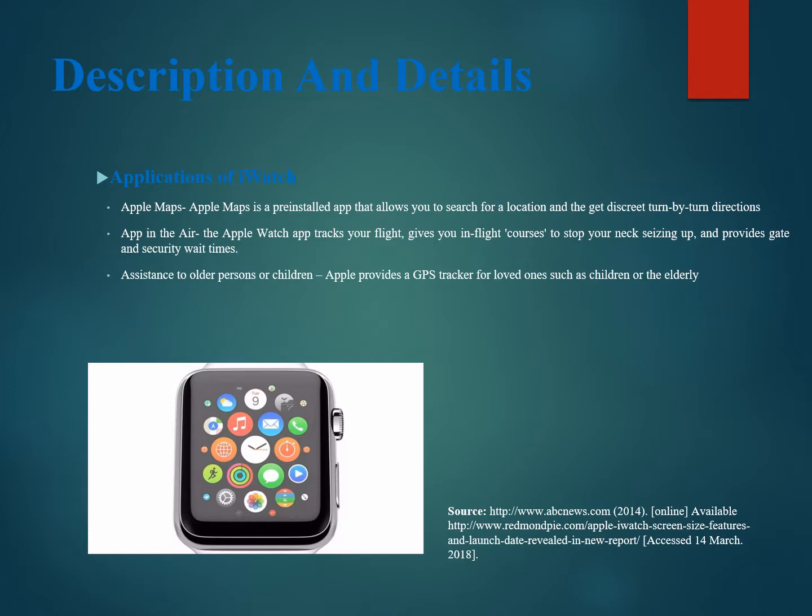Description and details. Digging deep into iWatch features. Apple Maps allows you to reach your destination safely with turn-by-turn directions. Done with roads, moving to air. App in the Air is an application that helps to track flights, to get in-flight information along with gate and security check wait times, helping us to figure out when to reach the airport.